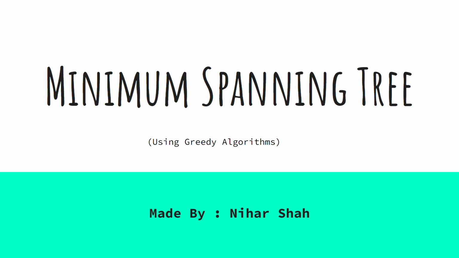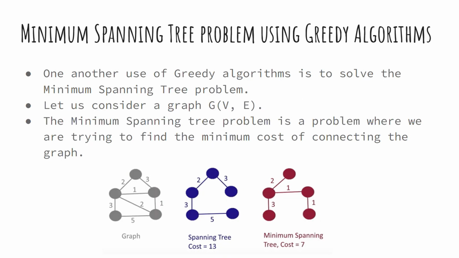Howdy! In this video, we're going to discuss minimum spanning tree using greedy algorithms. Alright, so what is the minimum spanning tree problem? The minimum spanning tree problem is basically a problem where we are trying to find the minimum cost of connecting the graph. So, for example, if we have a graph like this, we basically want the minimum cost of connecting all of the vertices of the graph.